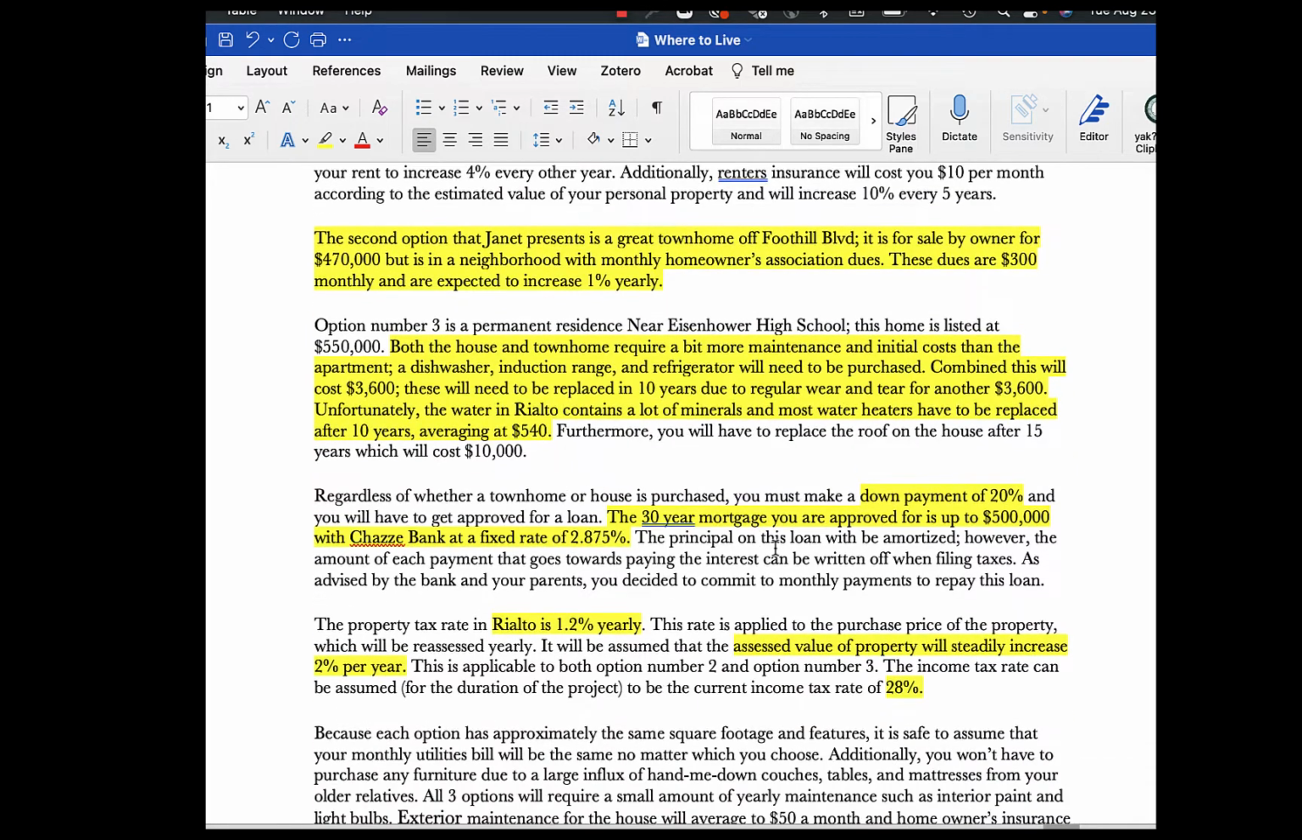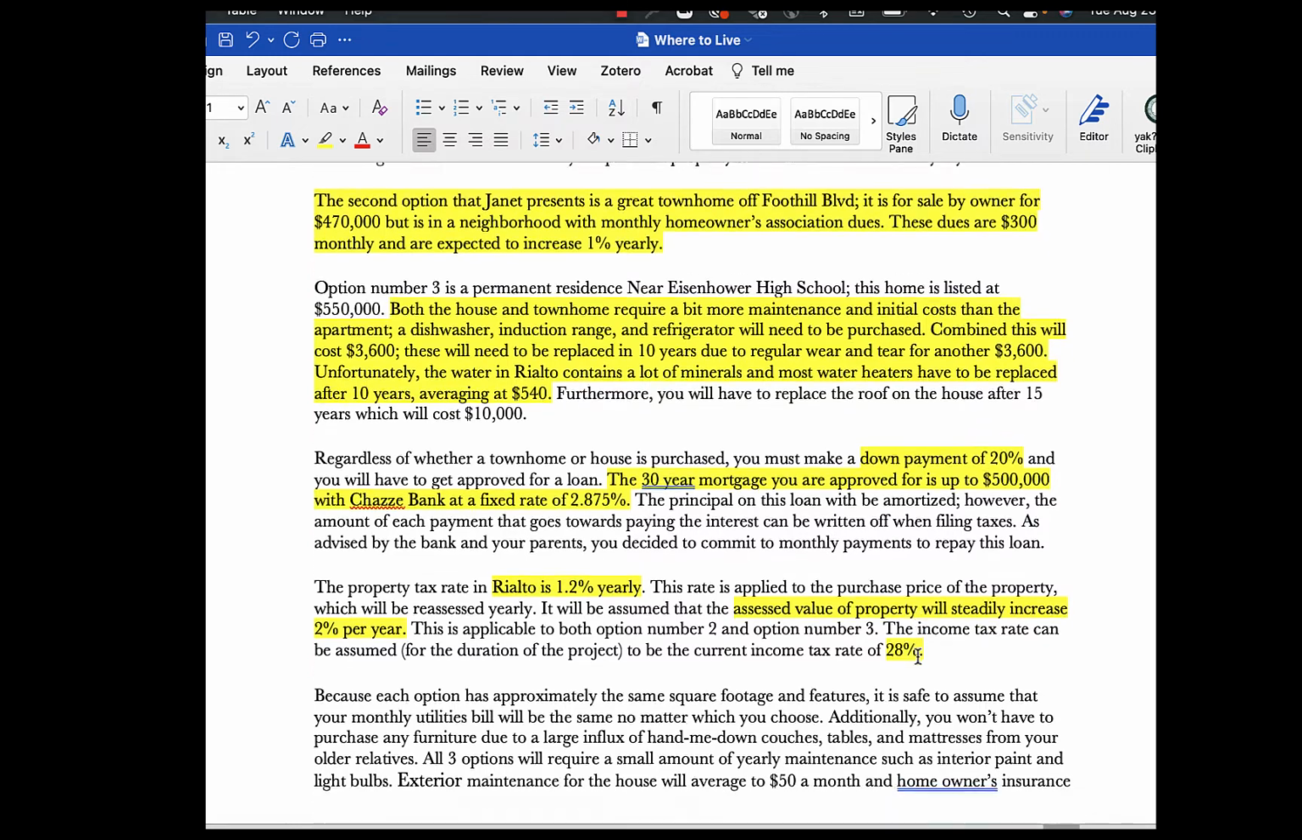And then the mortgage is that you're going to put 20% down from the $470,000, and it says it's a 30-year fixed rate mortgage at 2.875%. In addition, the property tax is going to be 1.2% per year of the assessed value. The assessed value is what you paid for it, plus that assessed value is going to increase 2% a year, just continually assessed value. And that's related to the laws regarding property tax. And just know the income tax is 28% there.